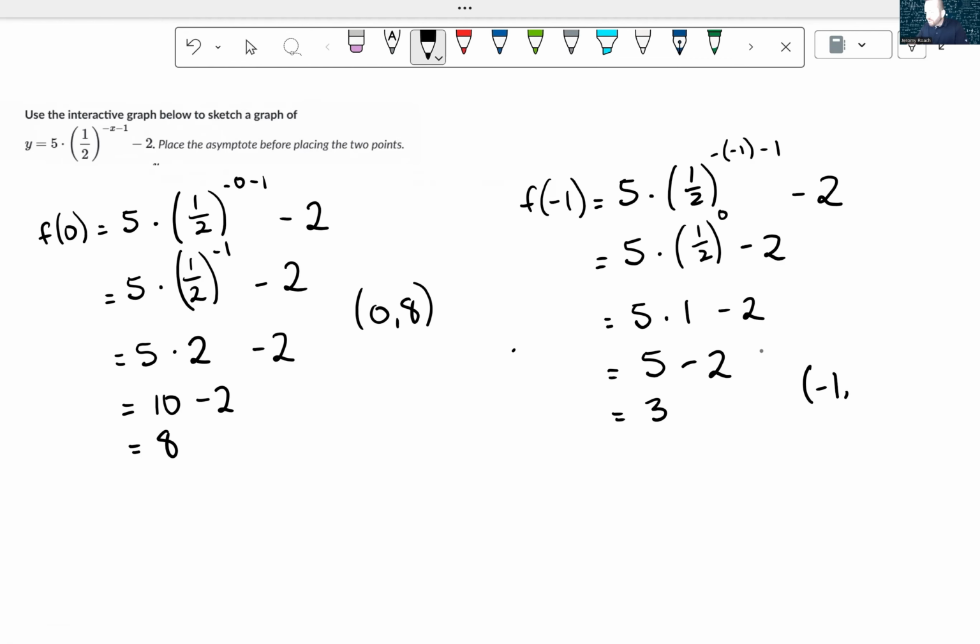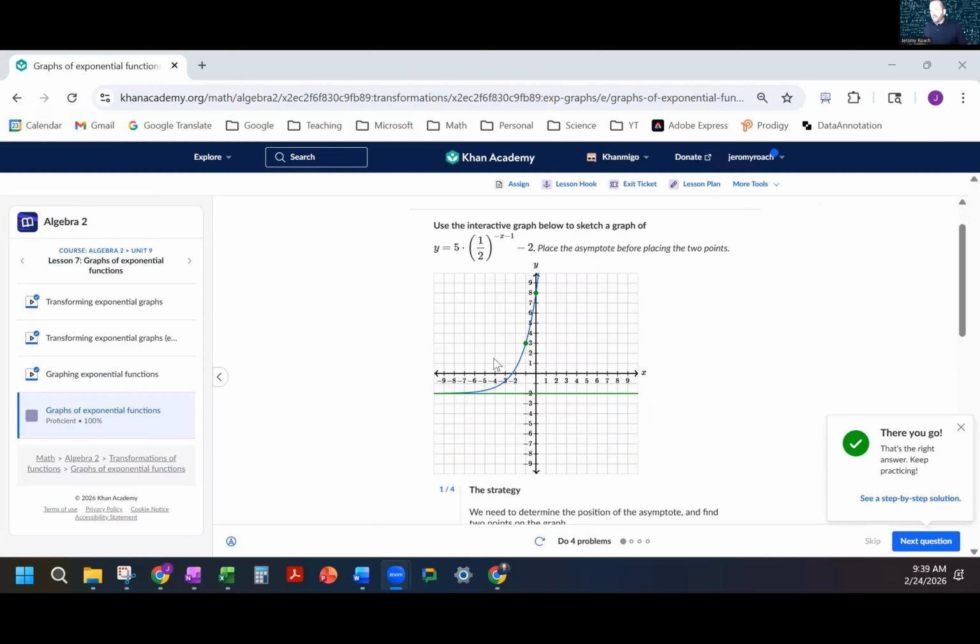So the point (-1, 3) is on our graph as well. So we'll put that on our graph also. So we should have (0, 8) and (-1, 3) on our graph. And let me double check that I did everything correct. Okay. So here's what the final graph should look like. So that's the final graph of (0, 8) and (-1, 3). All right, so let's continue.